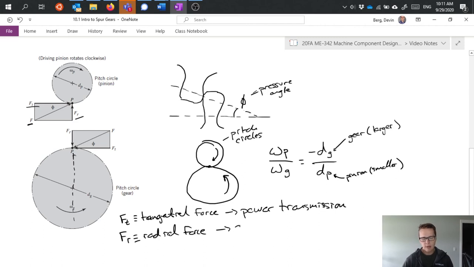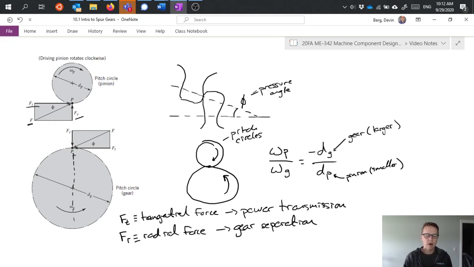The only thing that this force accomplishes is gear separation. So as you can see from the diagram, we have one force pushing down on this gear and one force pushing up, both radial forces equal and opposite, and they're attempting to push the gears apart, right? And that's probably generally not good. So that radial gear separation force needs to be accounted for in our mounting.